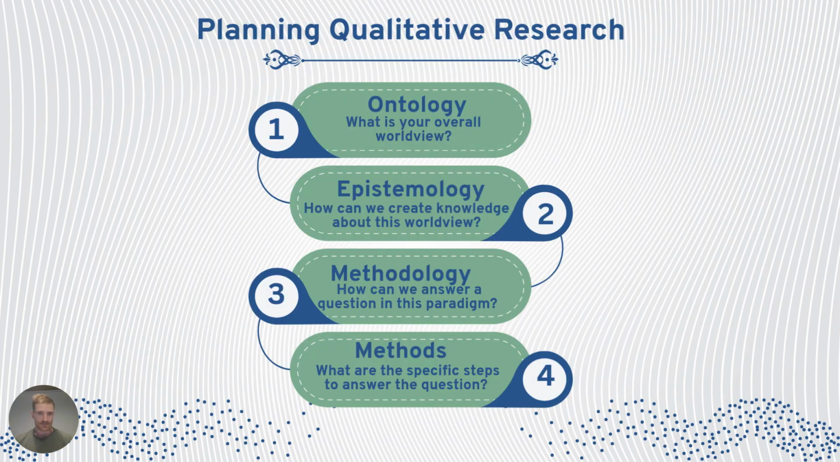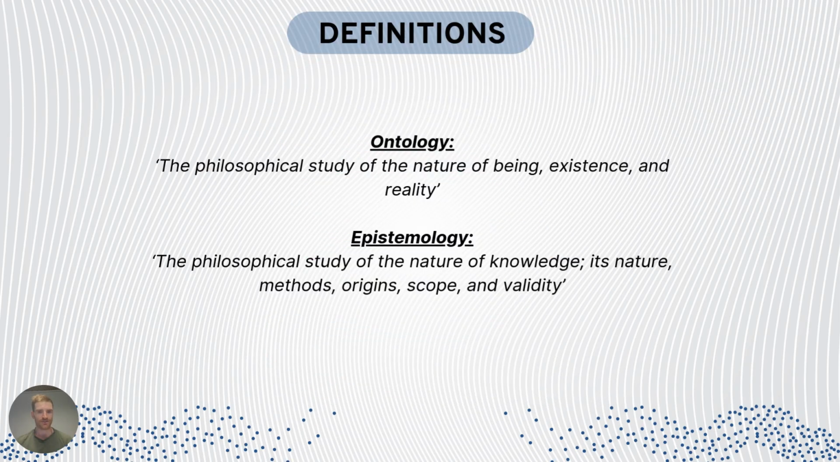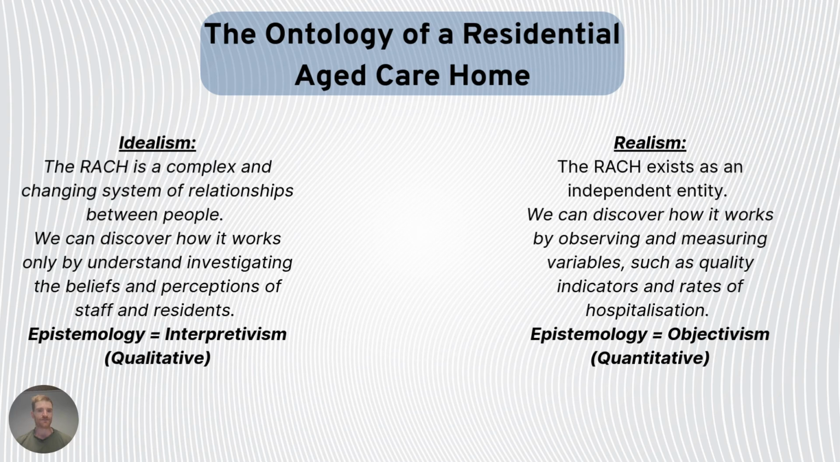Now, the next term is the epistemology. So that's the next step, and that's how we come to know things. So it relates to how knowledge is constructed and how we create new knowledge about the reality of the world. So it's the philosophical study of the nature of knowledge, its nature, methods, origins, scope, and validity. So depending on our perception of reality, we may take different epistemological approaches.